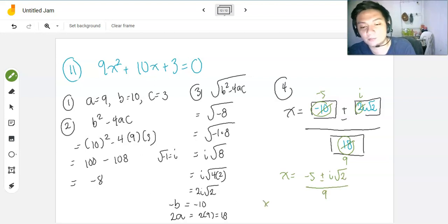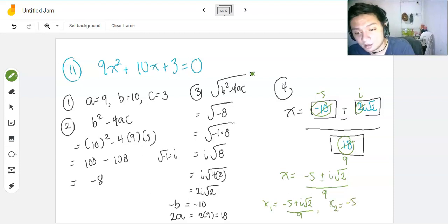So, kapag pinaghiwalay mo yan, x sub 1 is negative 5 plus i square root of 2 all over 9. At yung x sub 2 naman is negative 5 minus i square root of 2 all over 9.